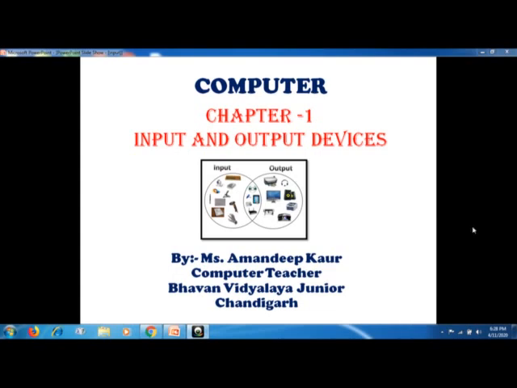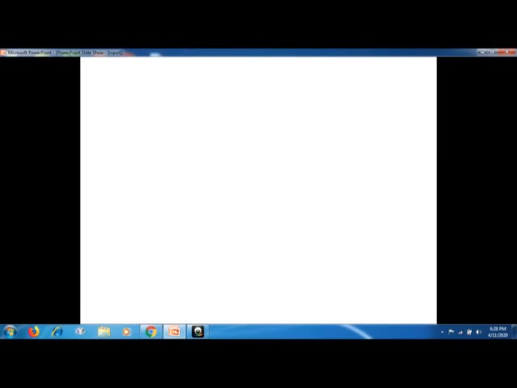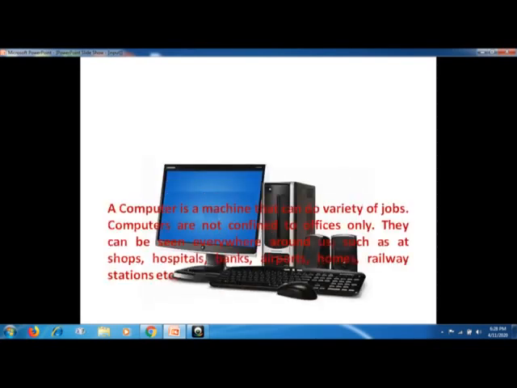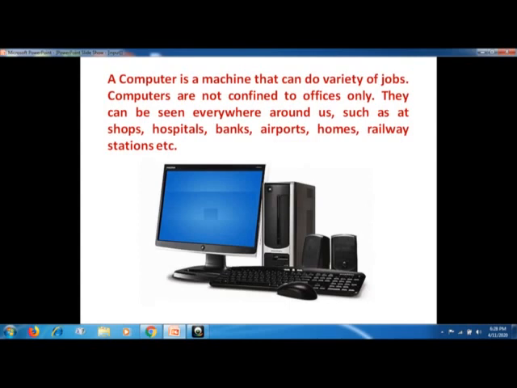Okay, so before moving to the main topic, that is input and output devices, let's revise what a computer is and how it works. This is a computer, and a computer is a machine that can do a variety of jobs. A variety of jobs means we can type on a computer, you can listen to music, you can watch movies. Yes, you must be playing some games also on computers. Your parents must be doing their office work, right? So a computer helps us to do many types of work.